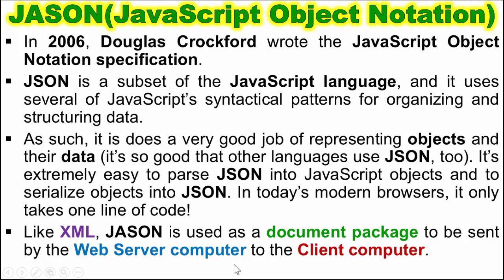JSON is a subset of the JavaScript language, and it uses several of JavaScript's syntactical patterns for organizing and structuring data. As such, it does a very good job of representing objects and their data. It's extremely easy to parse JSON into JavaScript objects and to serialize objects into JSON. In today's modern browsers, it only takes one line of code. Like XML, JSON is used as a document package to be sent by the web server computer to the client computer.